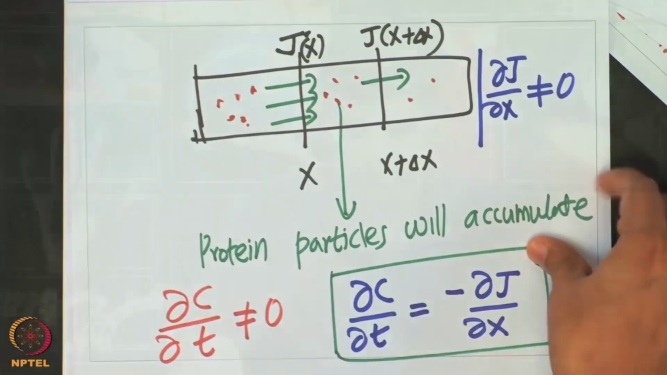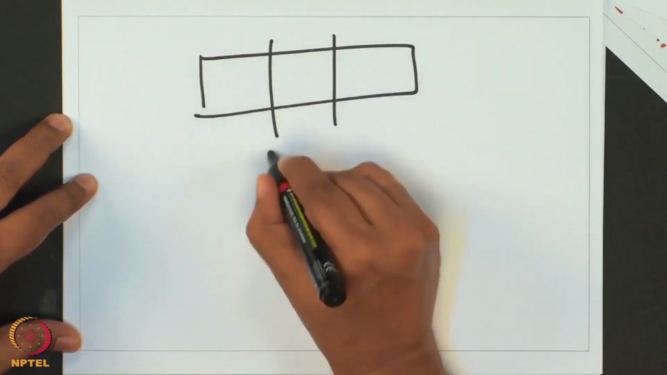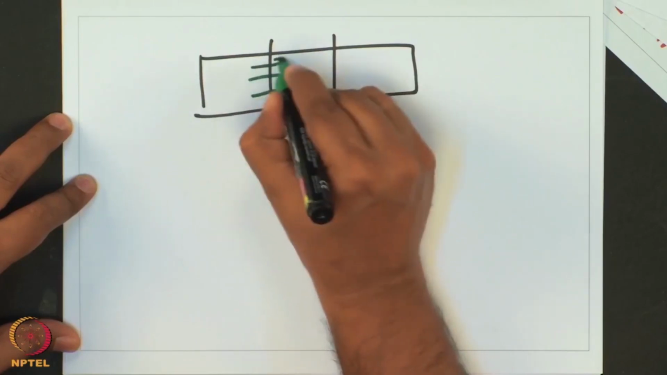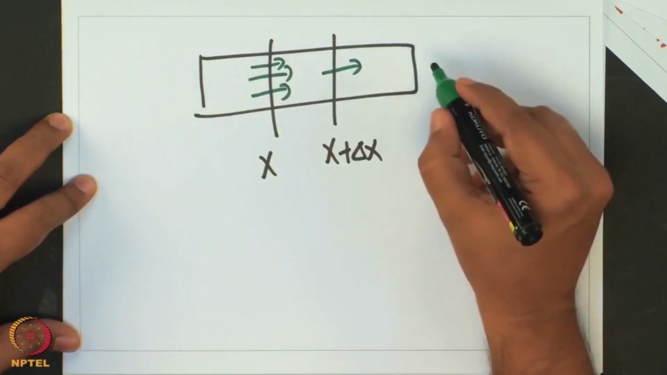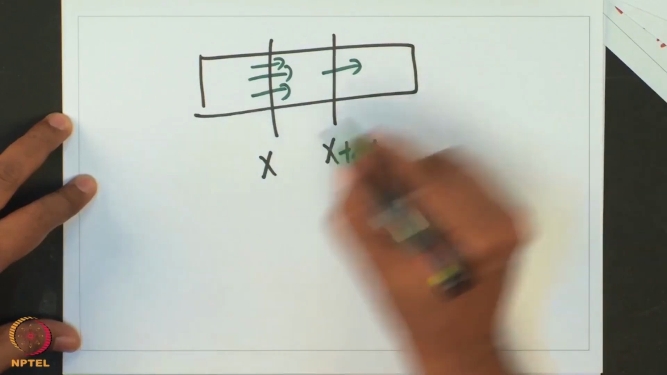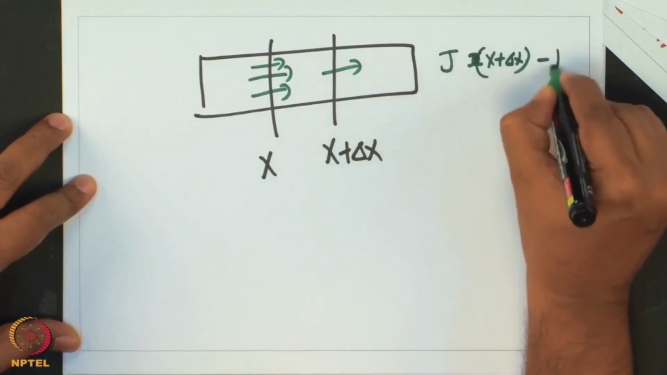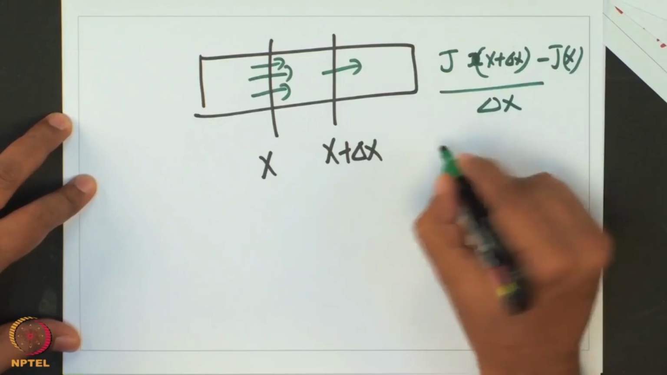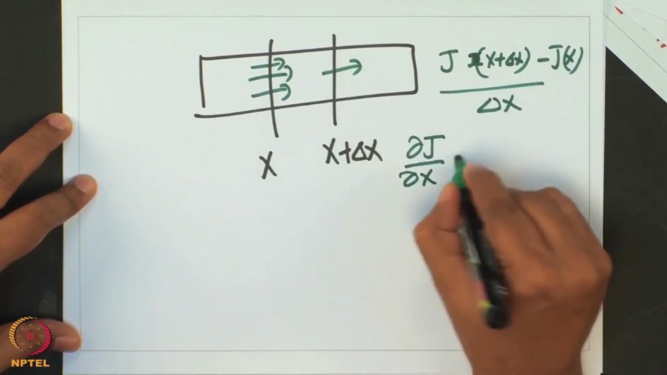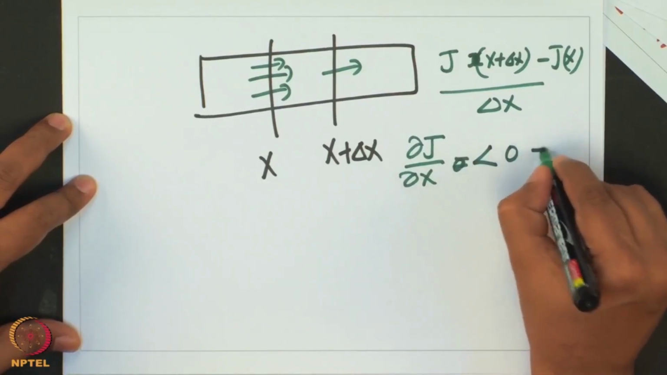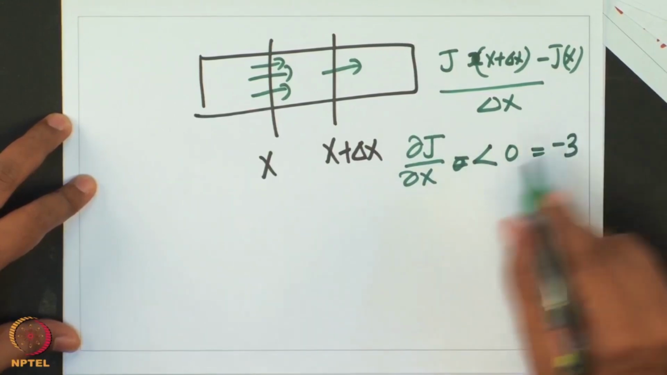So let us look at it a little bit carefully. Let us look at both the cases. Let us look at the first case which we described just now. We have 2 points, x and x plus delta x, and flow in is higher than flow out. If that is the case, we have J at x plus delta x minus J at x divided by delta x. This is our del J by del x, and this is going to be a negative number. This is going to be less than 0. So this is, let us say, minus some number, minus 3. This is going to be some negative number.